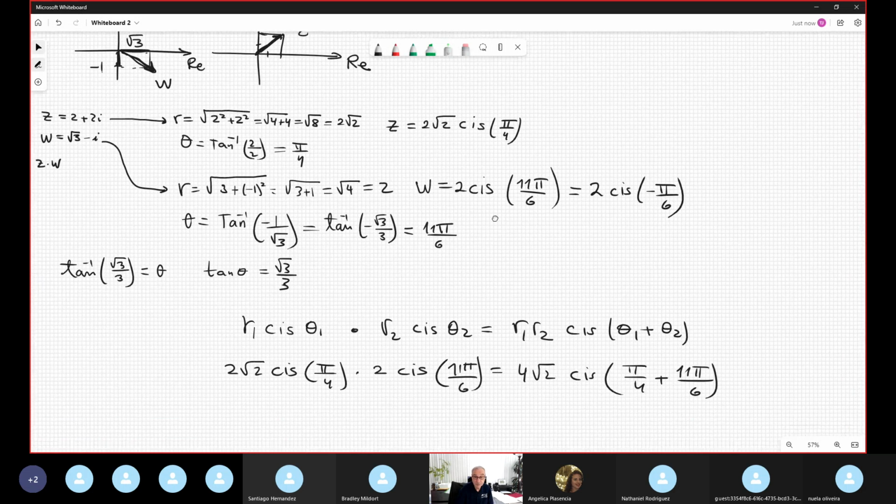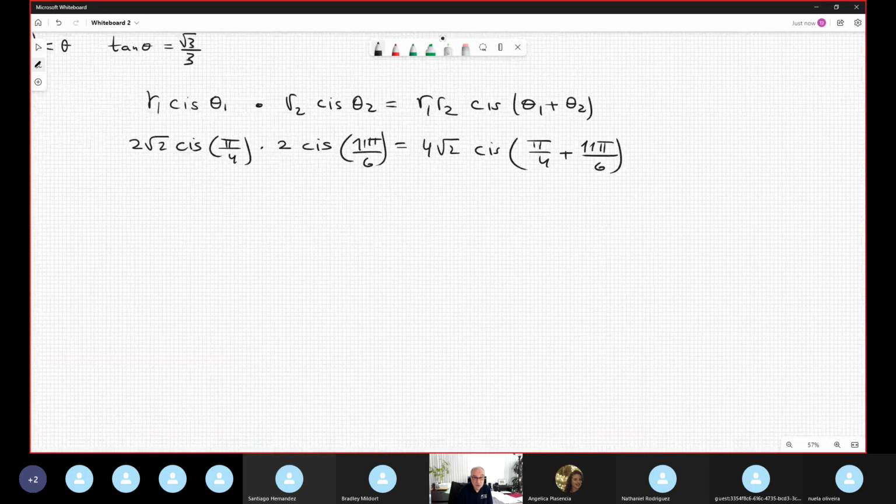Okay, let's do it. The least common denominator is 12, no? So 3 pi, because 12 divided by 4 is 3, times pi is 3 pi, plus 12 divided by 6 is 2, times 11 pi is 22 pi. And this is 25 pi over 12, no?